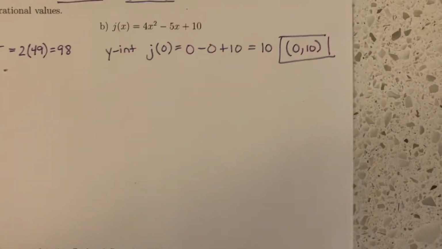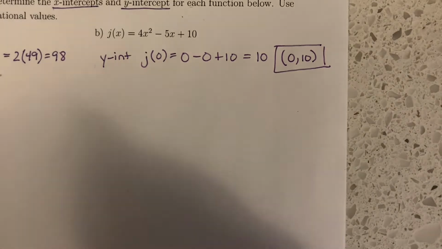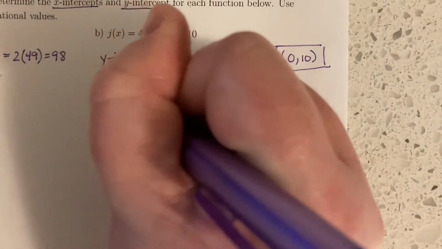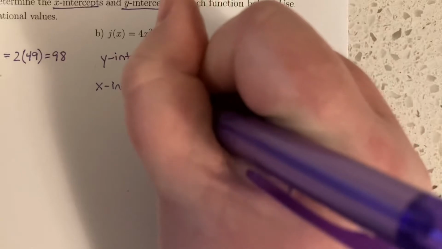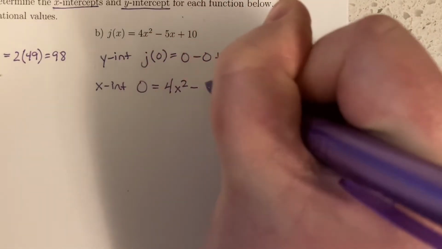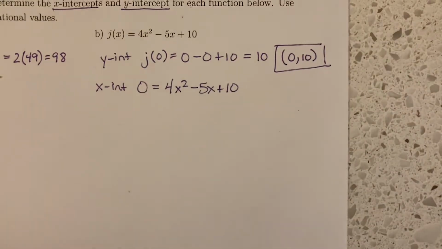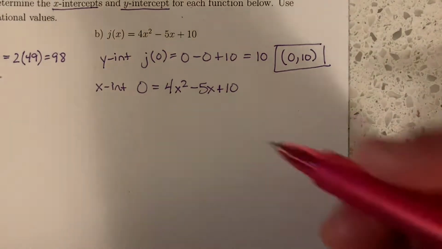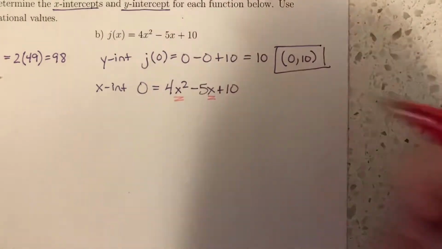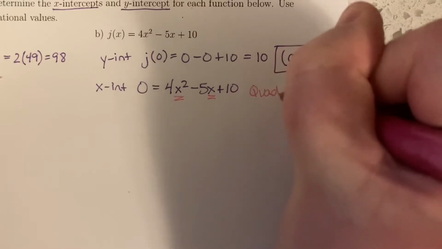Oops, sorry, I'm off screen there. Okay, well that's easy. Y-intercepts usually are pretty easy. X-intercepts, however, always take more work. 0 equals 4x squared minus 5x plus 10. This equation has both x squared and x. And what that means is that we have to use quadratic formula.